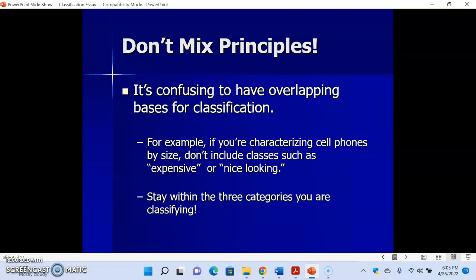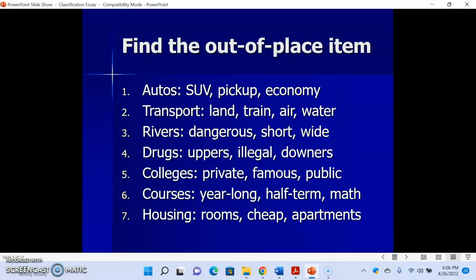Another point to keep in mind is that you should not mix principles, right? So when your principles overlap, it becomes confusing to the reader, right? Here's my example. If you were characterizing cell phones by size, you should not include classes that would not touch on size, for example, price or appearance, right? Stay within the categories that you are classifying, right?